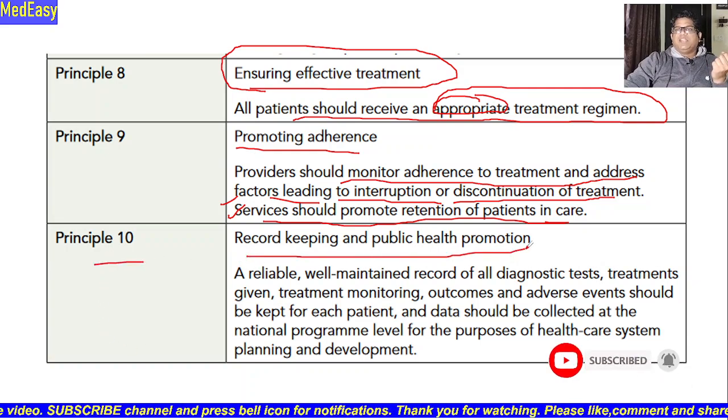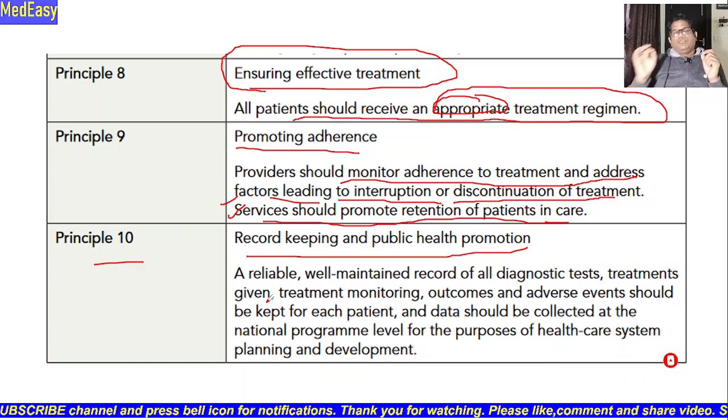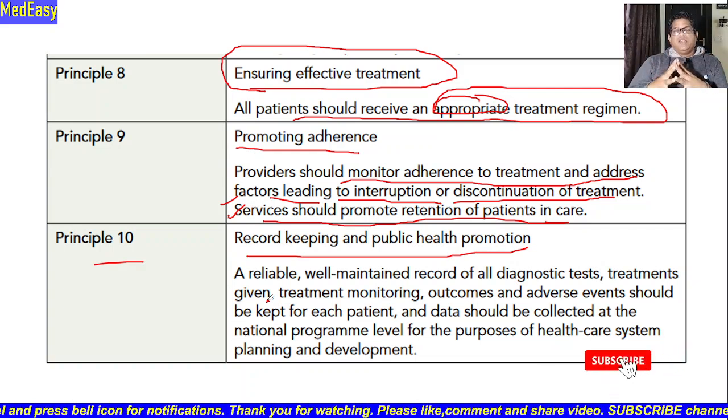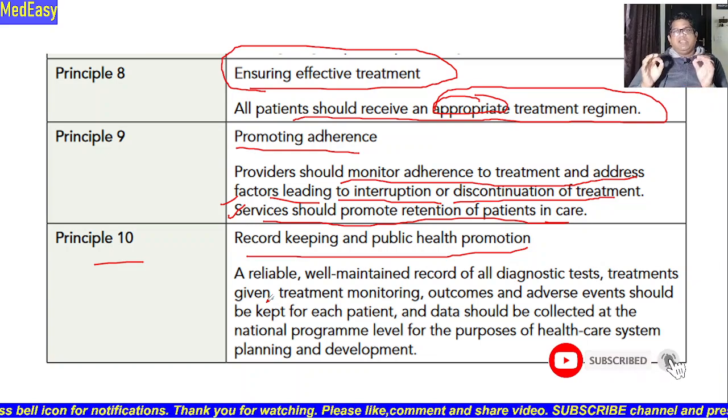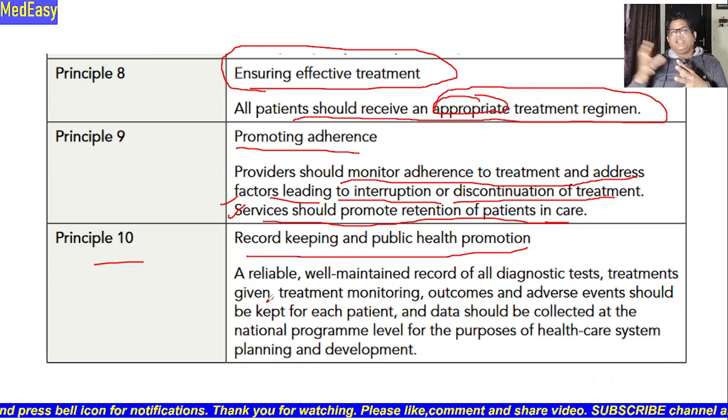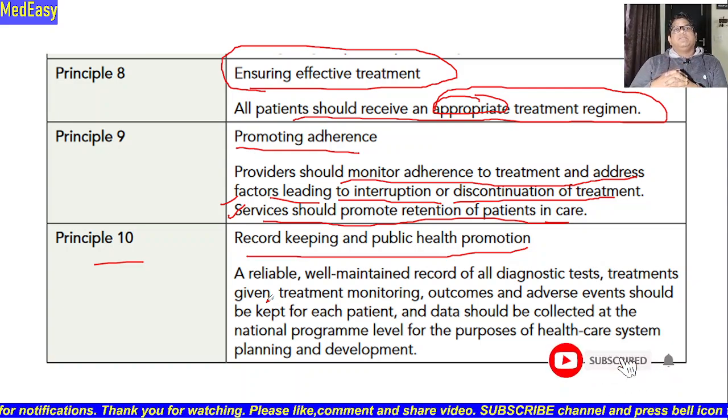Principle number 10 is very important: record keeping and public health promotion. We know that tuberculosis is a notifiable disease, so all treatment provided, all tuberculosis patients must be notified to the government agency under the National Tuberculosis Elimination Program under PMDT guidelines, so that our government policy makers can take appropriate decisions in the coming future.